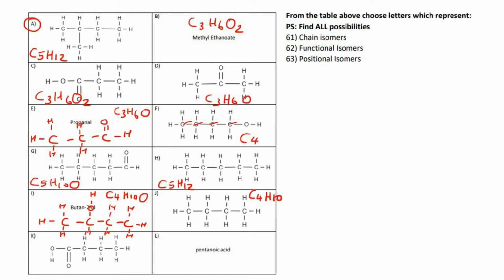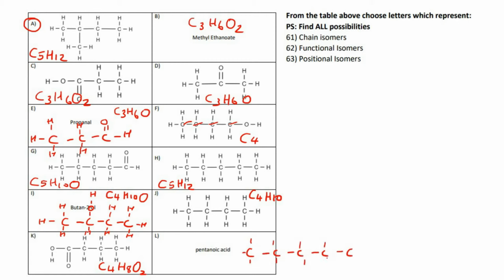This one at K is a carboxylic acid. You see how it has the CO and the OH? That's a carboxylic acid. It's got 1, 2, 3, 4 carbons, 3, 4, 5, 6, 7, 8 hydrogens, 2 oxygens. Pentanoic acid, that is a carboxylic acid with 5 carbons.